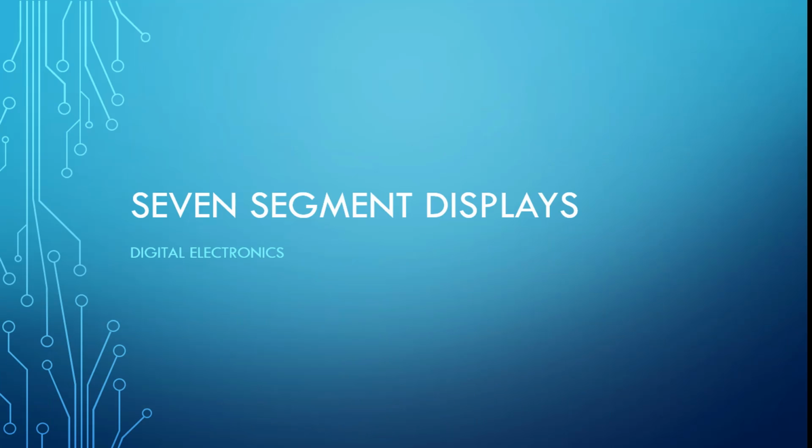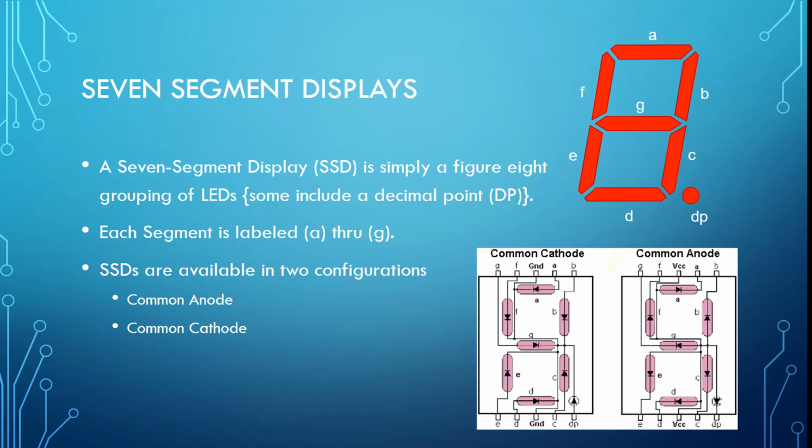Okay, today we're going to talk about 7-segment displays for use in our digital circuits class. First off, you see we've got one here. This is called a 7-segment display, or sometimes we refer to them as SSDs. They're normally configured into a figure 8 pattern, and each segment is made up of different LEDs.